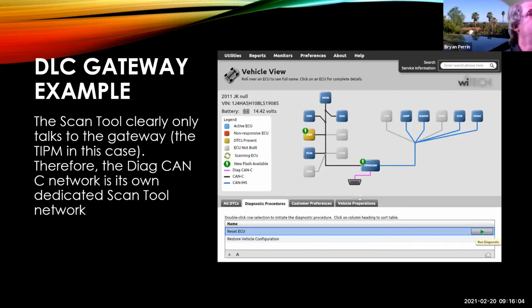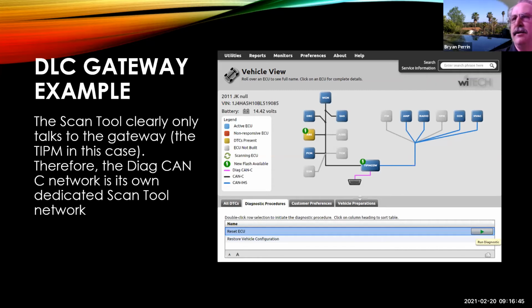So here is another example. This is Chrysler, and this is a topology screen from the Chrysler factory scan tool. I also have a legend on the left. What we can see is my DLC. I have a pink line that comes from the DLC to my gateway module. From my gateway module, I have a black network on the left, which is my high-speed CAN, and my network in blue is my medium-speed CAN. So if I'm going to talk to any module on this car, I'm going to have to talk to the gateway module, which is the TIPM in this case.